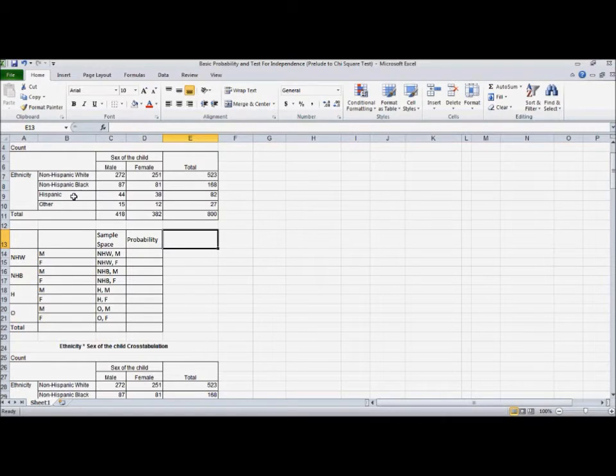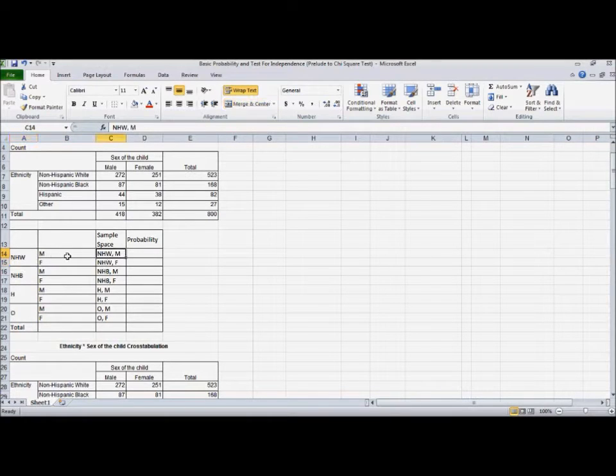We can have 2x2 tables. It depends on the variables we use, and that will determine our sample space. So we would look at our intersections to see how many possible outcomes there are. We see there's 1, 2, 3, 4, 5, 6, 7, 8 possible outcomes here. And these letters here represent the outcome.